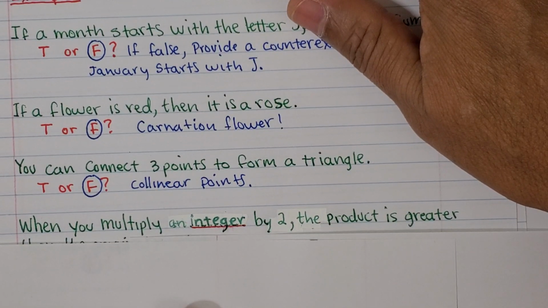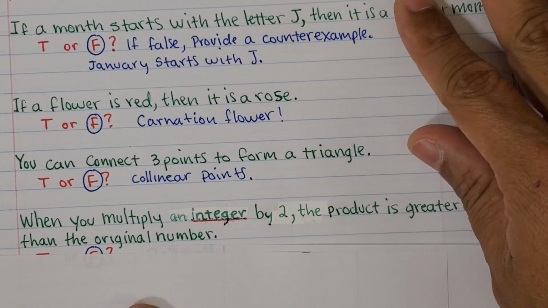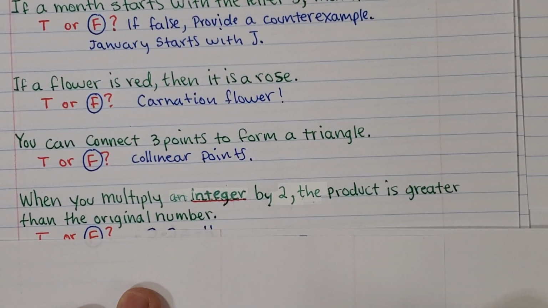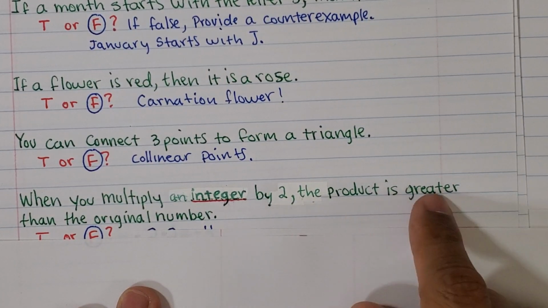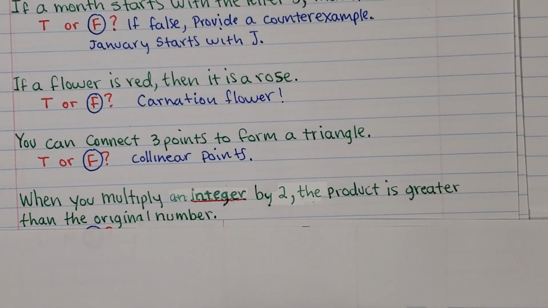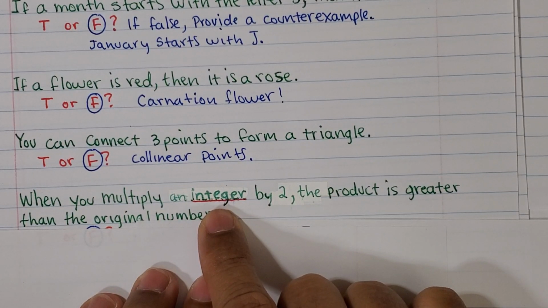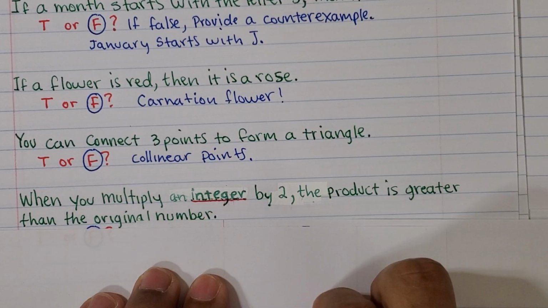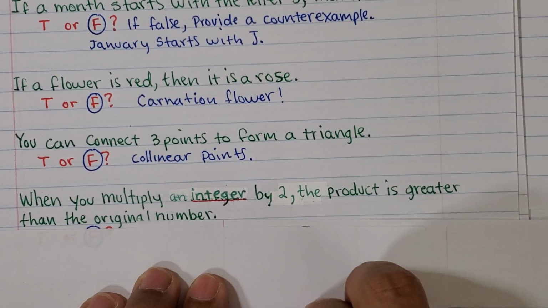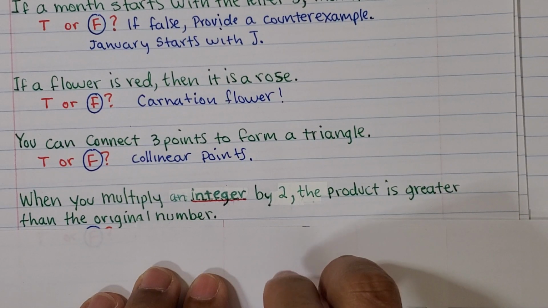This one says, when you multiply an integer by 2, the product is greater than the original number. And as you saw, I'm saying that this is false. You might be thinking the opposite of me. But don't forget what an integer is. Integers are not just positive numbers. You also have negative numbers. The product of two negative numbers is positive. The product of two positive numbers is positive. But what about the product of two numbers that have opposite signs? Is that going to be a negative number or a positive number?